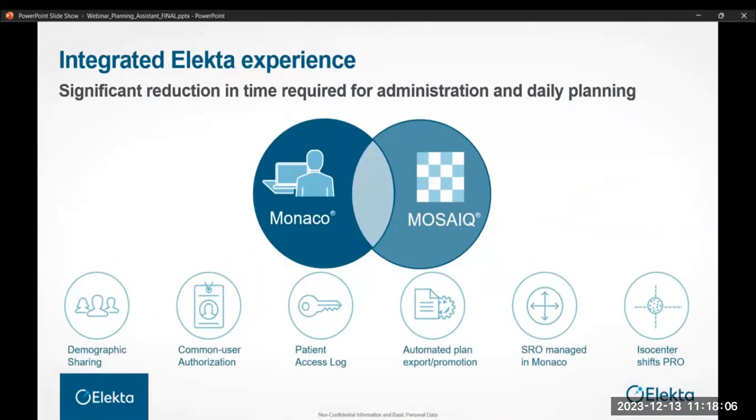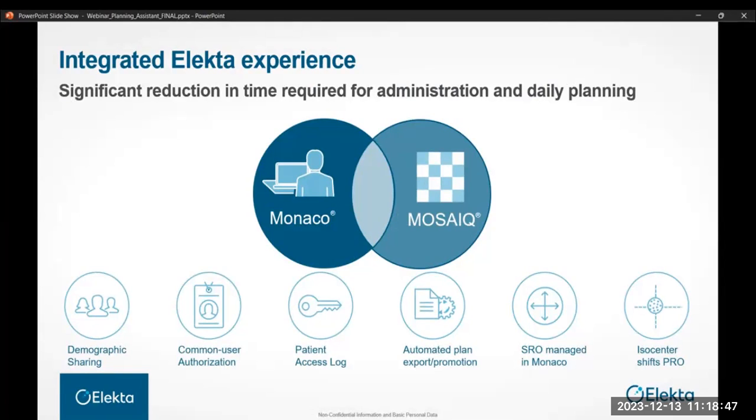So we have our demographic sharing. What demographic sharing really does is allow you to make sure that the patient is going to be perfectly imported into Mosaic. We also have common user authorization, a patient access log, but this automated plan export and promotion is a really nice feature that on approval of a plan, you can automatically decide where the plan is going to go. So obviously it's going to go to Mosaic, but you could also send it to Prono, RadCalc, Perfraction, any of your third-party QA tools.